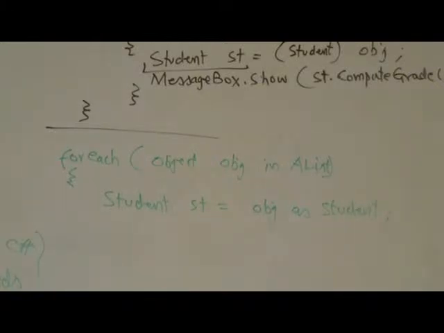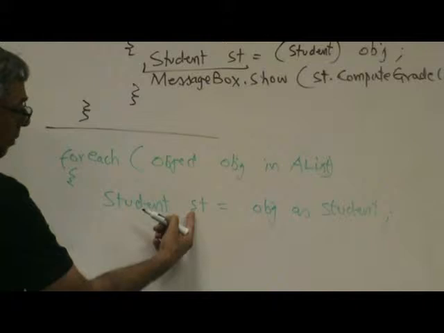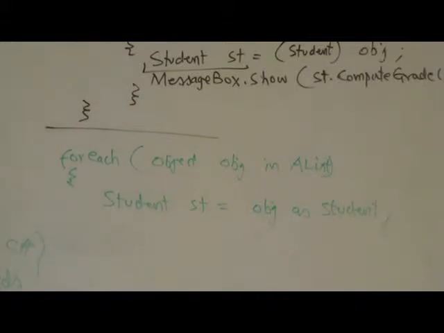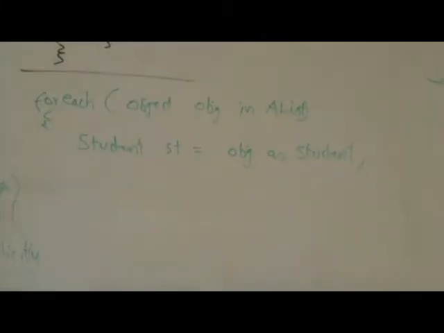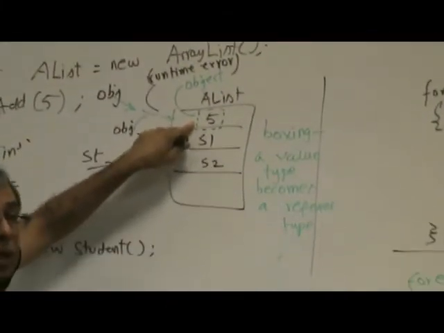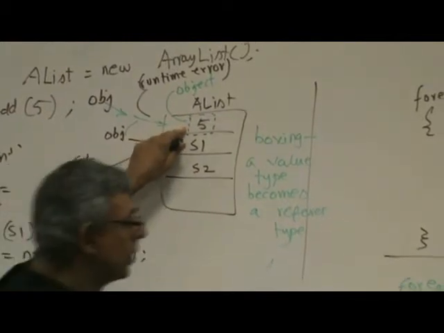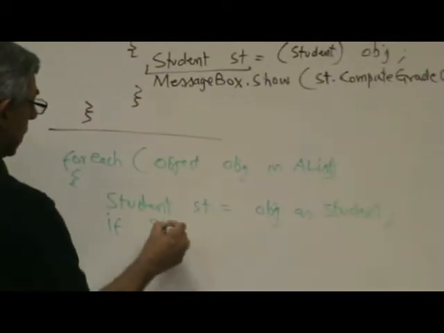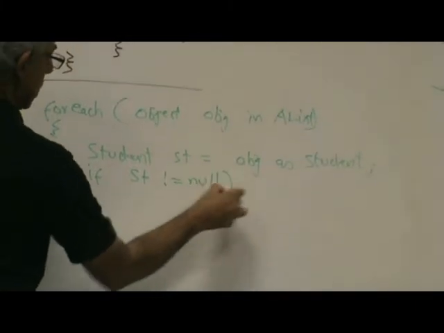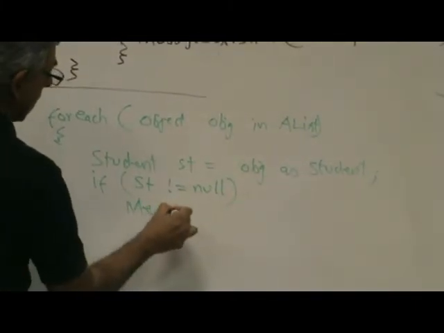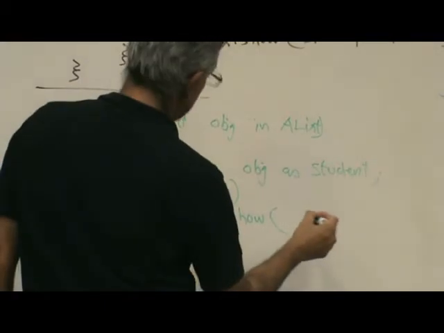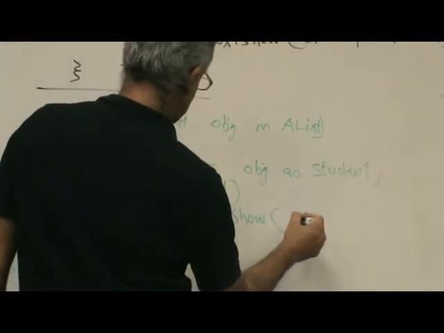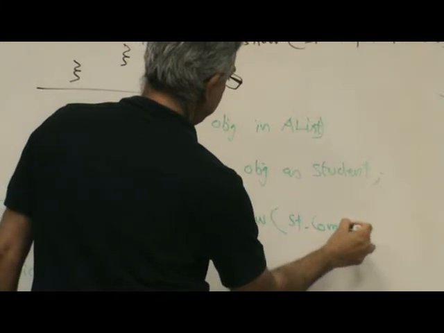No, check. We have to check, because maybe it's not. The very first time, OBJ is pointing over here. So if we try to convert it to a student, it will say it's not successful. It will give us a null as an answer. So always make sure you check, so it's not a problem. Then do message box.show st.computeGrade.